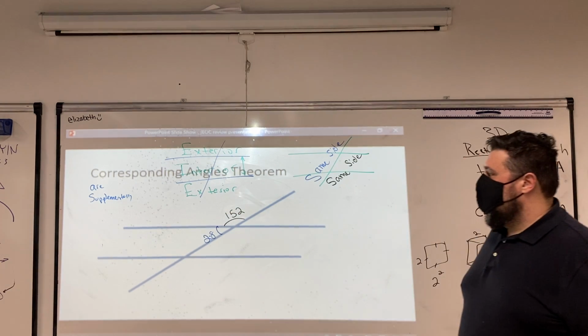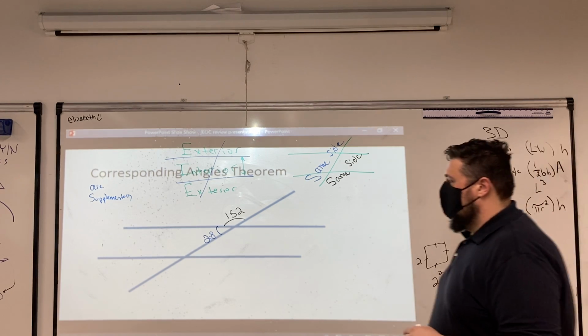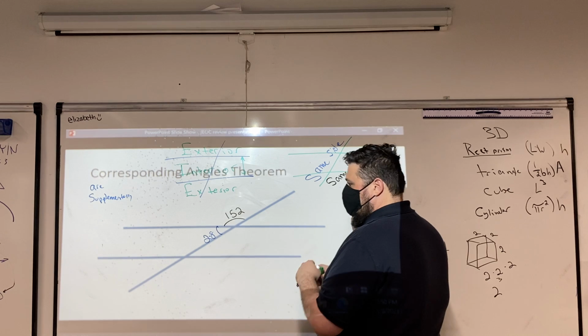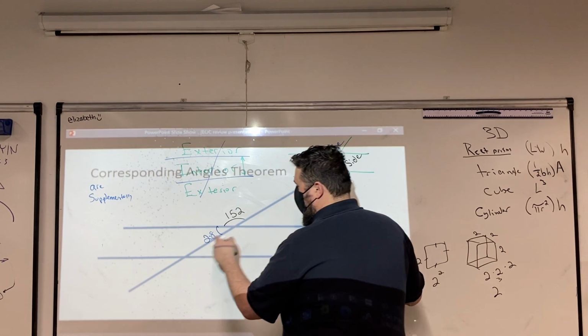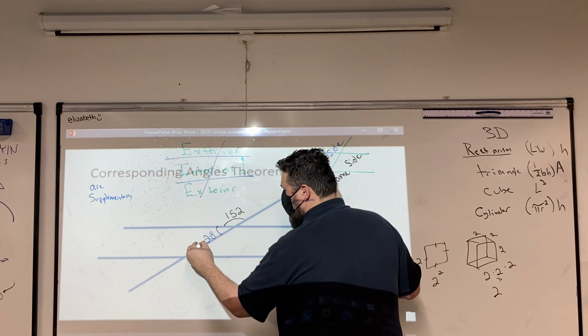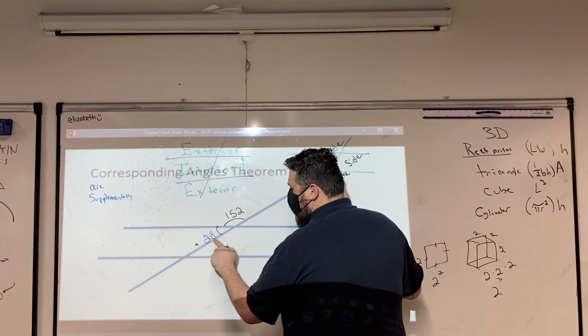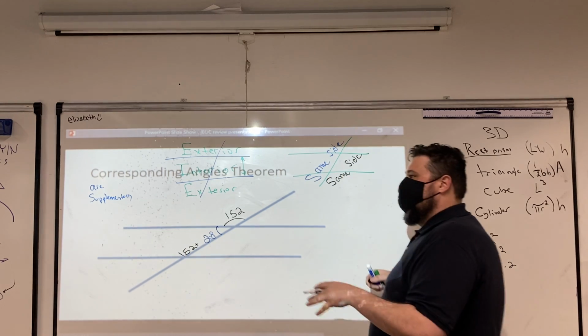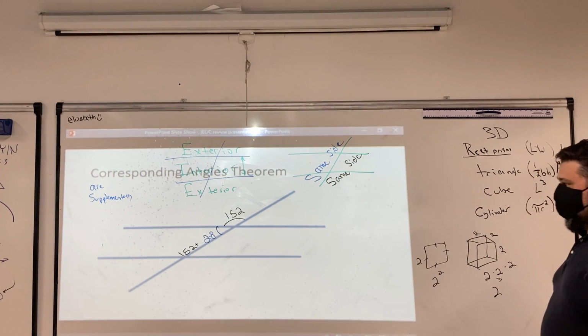Yeah, 28. Perfect. Now, same side interior angles have to add up to what, Varun? Same side interior has to equal 180. So what does this one have to be? 180 minus 28. Well, 152. Varun, you're always welcome to take a minute to think the answer through. We don't have to have an immediate response.